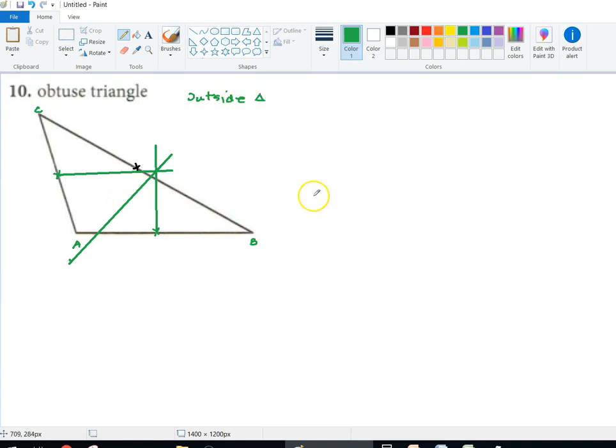So perpendicular bisectors, what do they do? They divide, or bisect, the triangle sides. So you'll have these equal pieces. They also will be 90 degrees at each side.